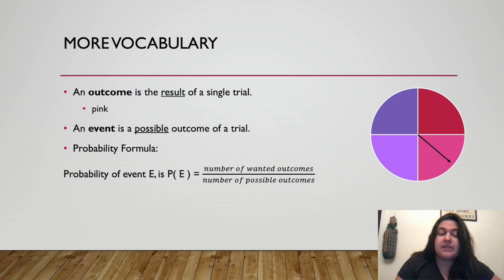The probability formula of event E, okay, we're going to note it as P of E, as you see here. It's the number of wanted outcomes over the number of possible outcomes. So let's take a look at our first example.